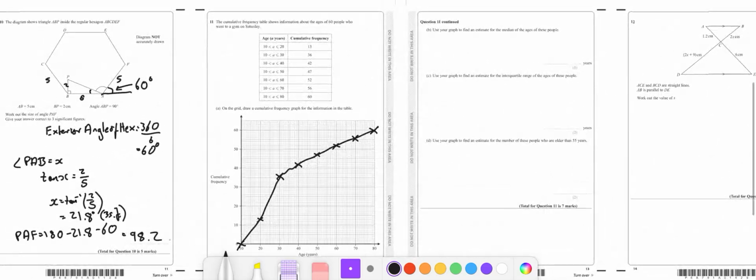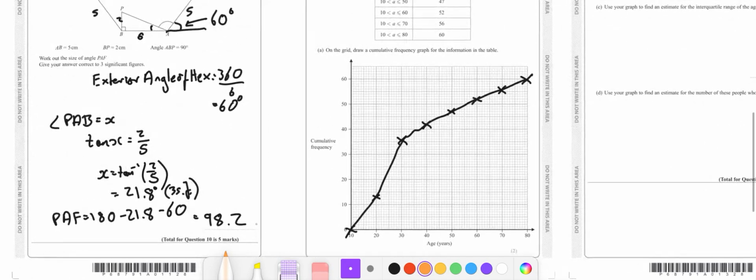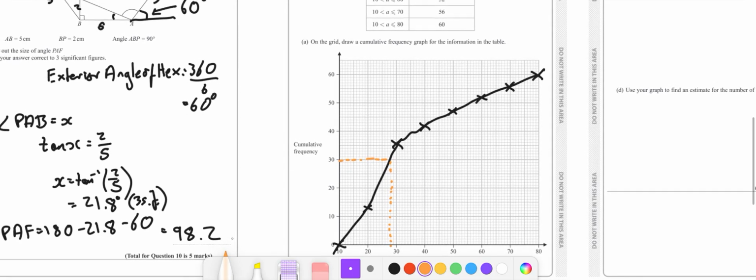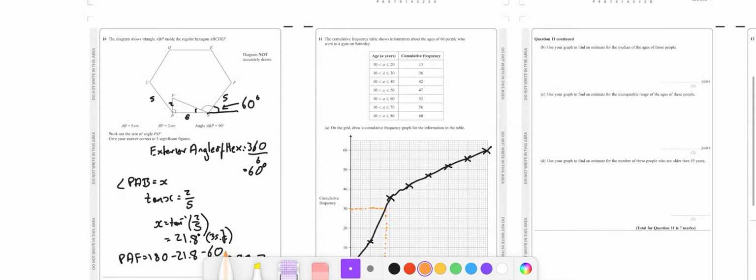Okay, use your graph to find an estimate of the median. So the median is the middle person. So there are 60 people, so we want the 30th person. So I make that kind of 28. And actually you get given anywhere from 26 to 28.